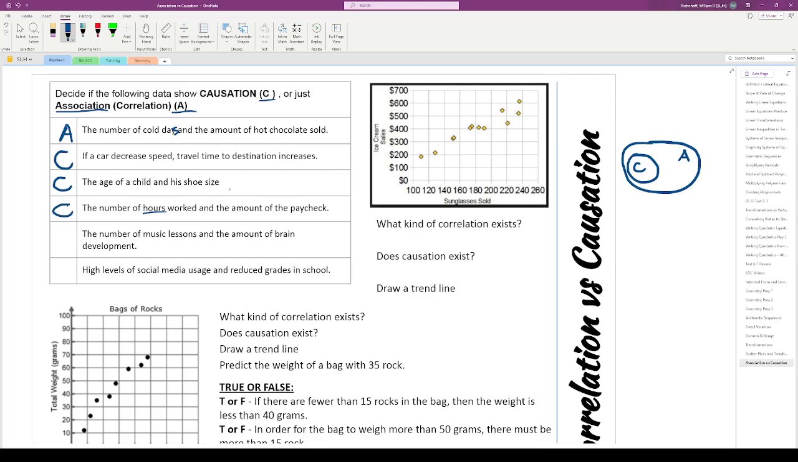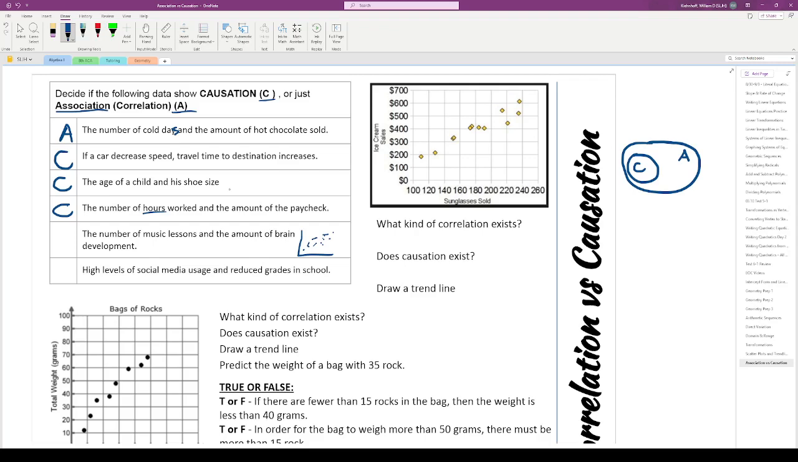Number of music lessons and amount of brain development. This one, there's not a direct connection between those two. Is there some kind of correlation between them? Yeah, I think it's been shown a lot of times that kids that are more involved in music, arts, and things like that tend to do better on testing, better on scores. And what happens then is that it's put out as music causes your kid to be more successful or your kid to be smarter.